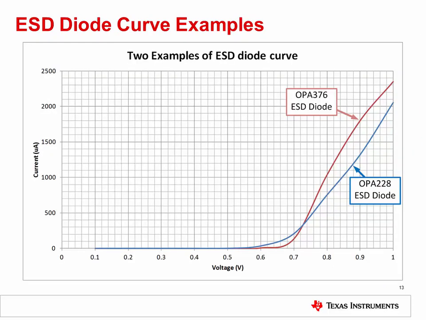Here we take a look at the IV characteristic for the ESD diodes in two different op-amp ICs. Notice that at low currents, the forward drop is about 0.7 volts, and at high current, the drop increases to about 1 volt. Understanding the ESD diode characteristics will become useful when investigating electrical overstress issues in later videos.